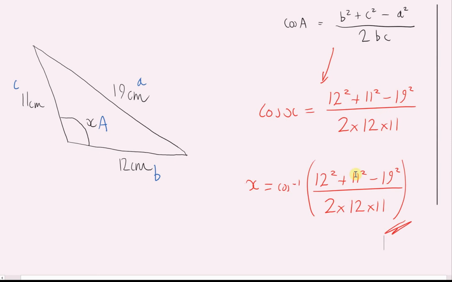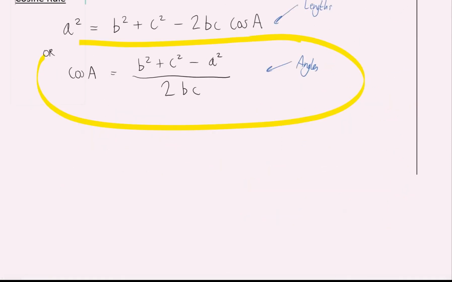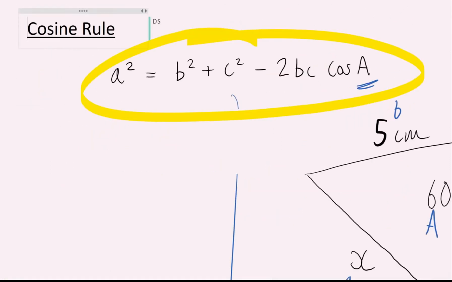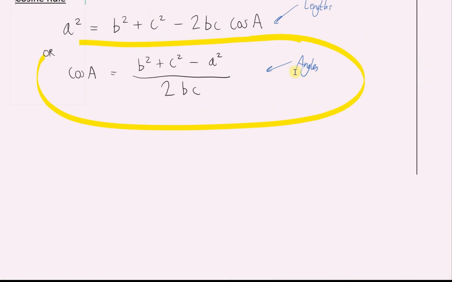Okay, that's the main use of the cosine rule. The last thing to say is, when you start a question, first check: are you trying to find a missing angle, or are you trying to find a missing length? That will tell you which formula you need to use. Once you get the right formula down, the rest of it becomes a lot easier.